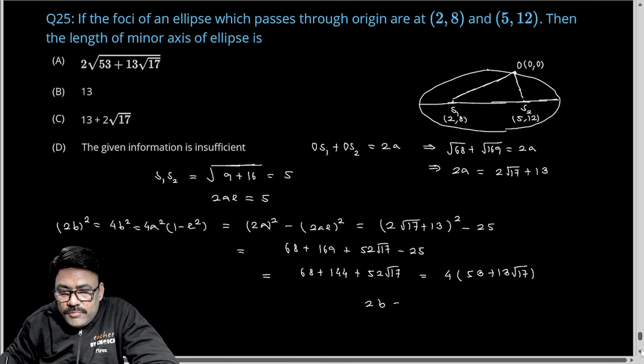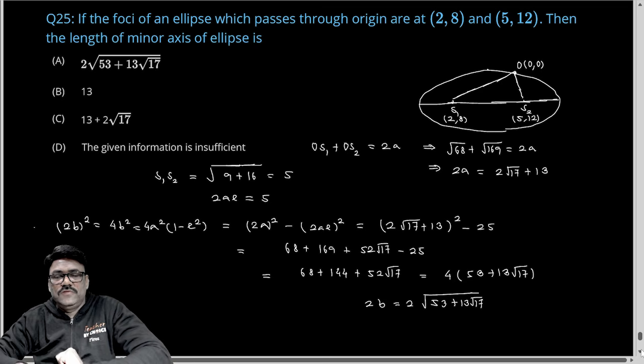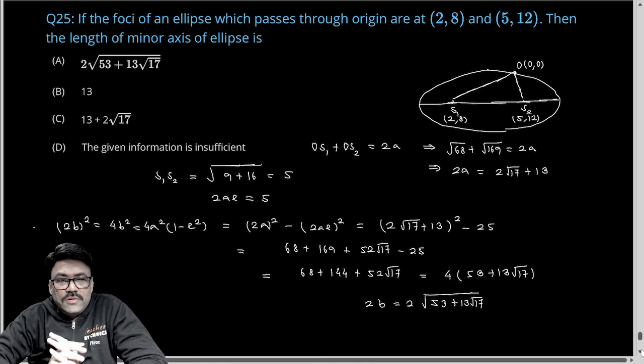So hence 2B will be what? 2 times under root 53 plus 13 root 17. So this is the length of minor axis. Length of minor axis is 2 times under root 53 plus 13 root 17, which is A option, right?